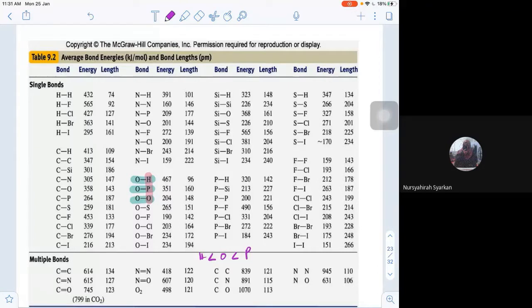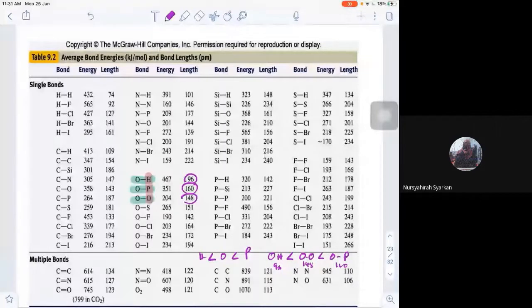So the bond length will be O-H is shorter than O-O. It is shorter than O-P. Okay, then look at the values. See, 96, 148, and then 160 is the longest one. Okay, and the bond energy will be the opposite trend. The bond energy will be the opposite trend.